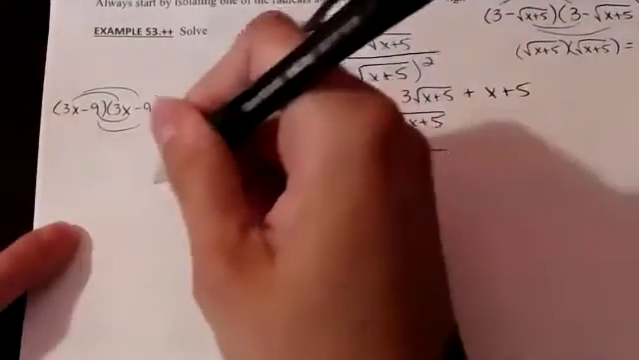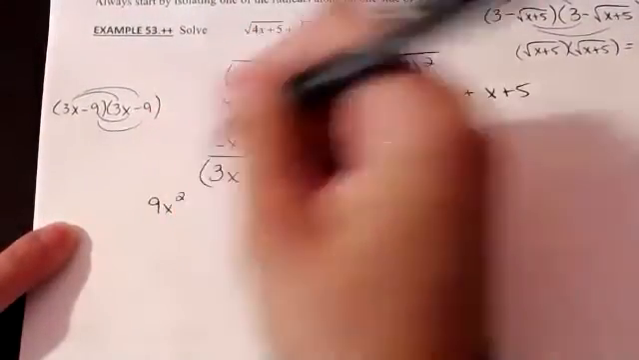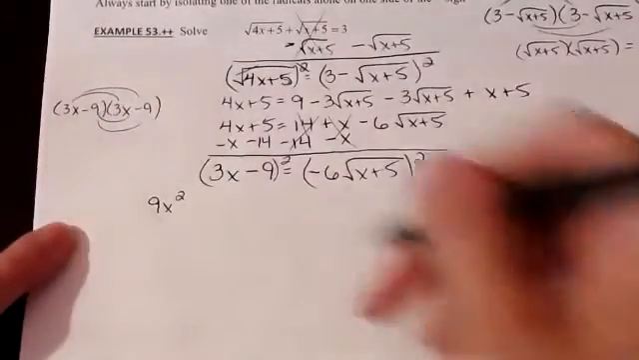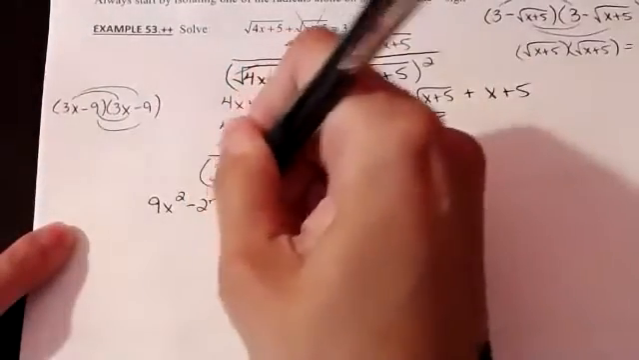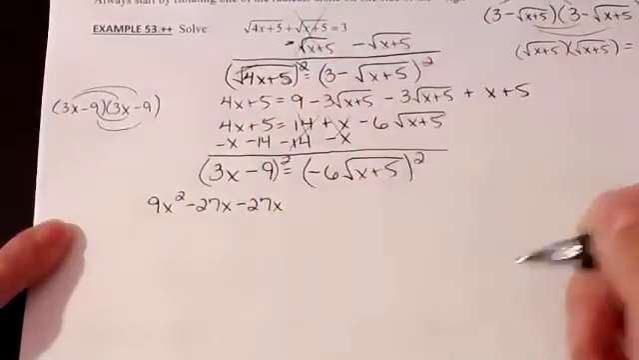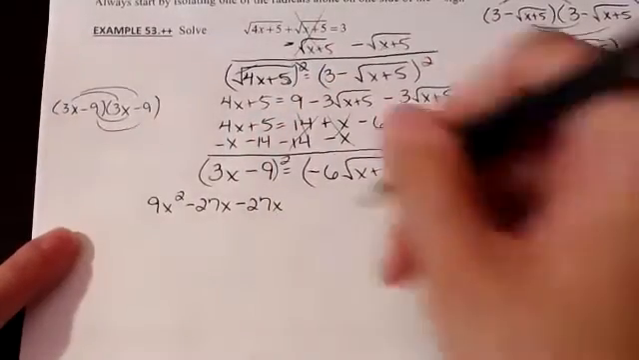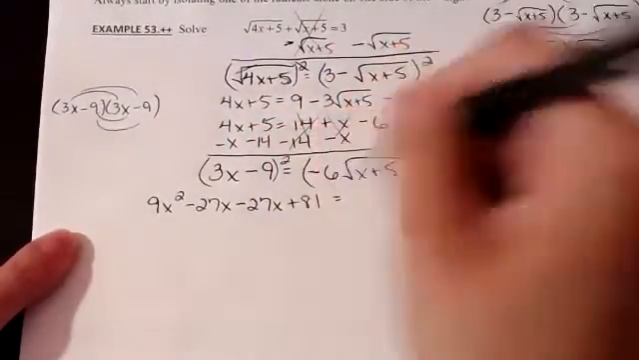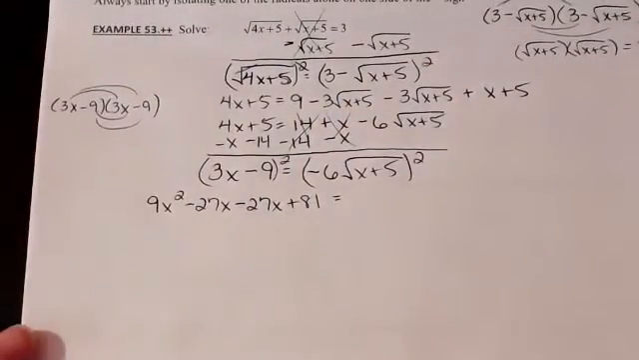3x times 3x, that's 9x squared. 3x times negative 9 is negative 27x. Same thing here. And then, of course, negative 9 times negative 9 is a positive 81. That takes care of the left side of the equation.